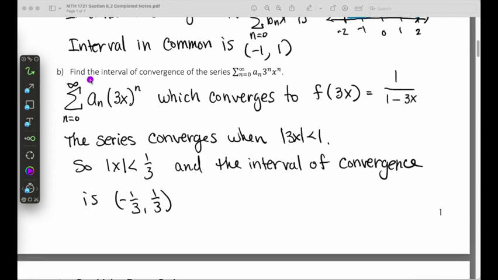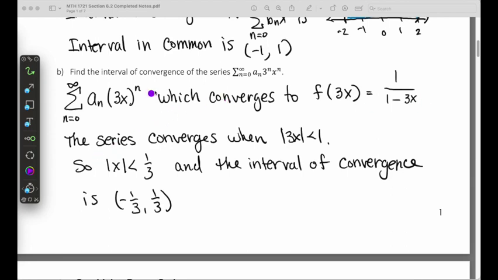Okay, for part B, it says find the interval of convergence for the series an 3^n x to the n. So if we rewrite this series using a little bit of algebra and our knowledge of exponents, we can rewrite this as an, and then in parentheses, we can have 3x raised to the n. Because we know an x to the n converges, and we're substituting 3x in here, then we know it's going to converge to f of 3x, which is 1 over 1 minus 3x.